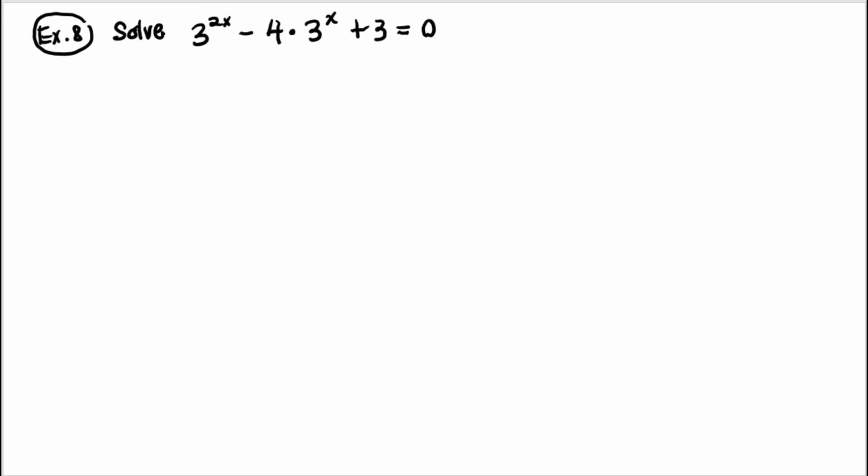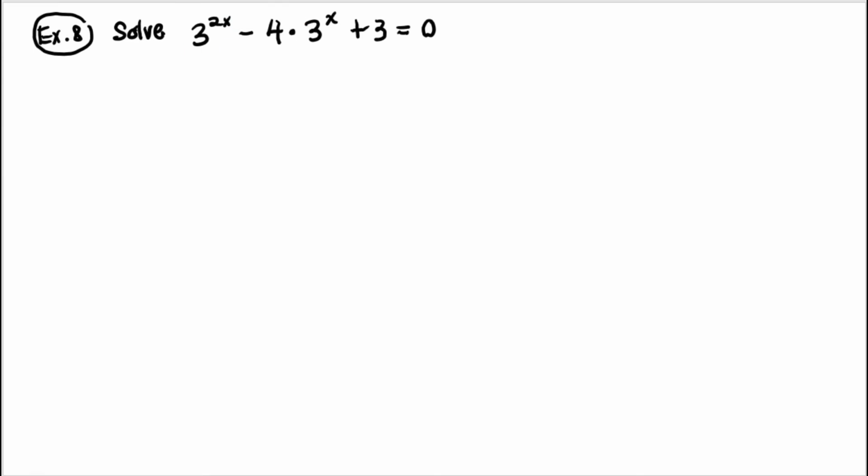Now let's go to example number 8 here. Suppose we have this. This looks similar to the previous one, but this one is actually a quadratic. How do I know that this is a quadratic? Because we have 3 to the power of 2x, and this one 3 to the power of x. So that's the hint here.